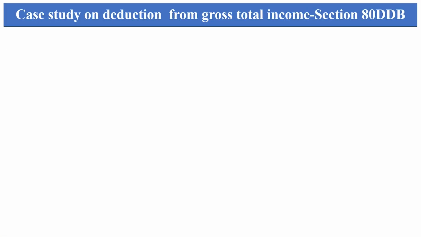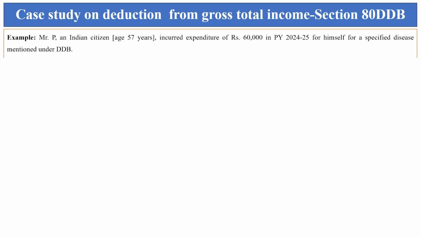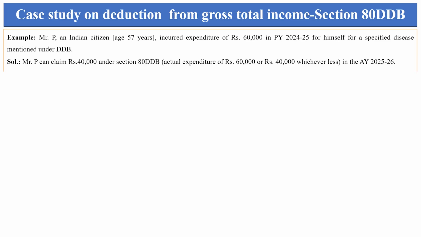Case study on deduction from gross total income, section 80DDB. This is deduction in respect of medical treatment of specified disease of the taxpayer. Here Mr. P, an Indian citizen aged 57 years, incurred expenditure of 60,000 in the previous year 24-25 for his own treatment for a specified disease mentioned under 80DDB. So here P can claim rupees 40,000 only because the deduction allowable is actual expenditure or rupees 40,000, whichever is less.